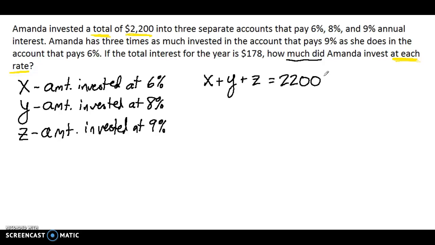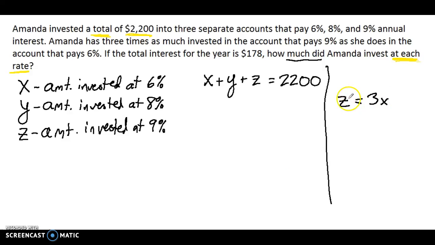What else do we know? Well, the next sentence jumps out at me. It compares 2 accounts. We have 3 times as much invested in the account that pays 9% as in the account that pays 6%. The problem is this equation can be a little tricky, so let's play with it off on the side here. The account that pays 9% has z dollars in it. And what this says is that z dollars is 3 times as much as the amount in 6%. So it is 3 times x.